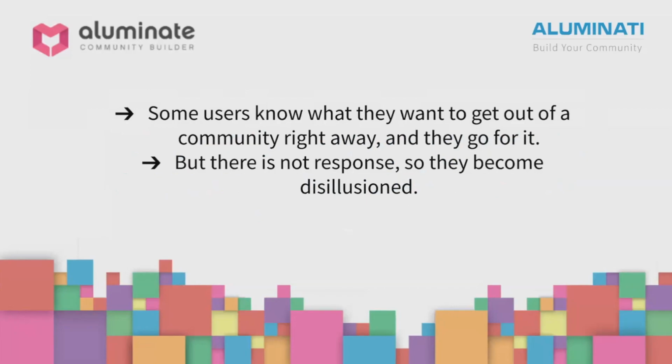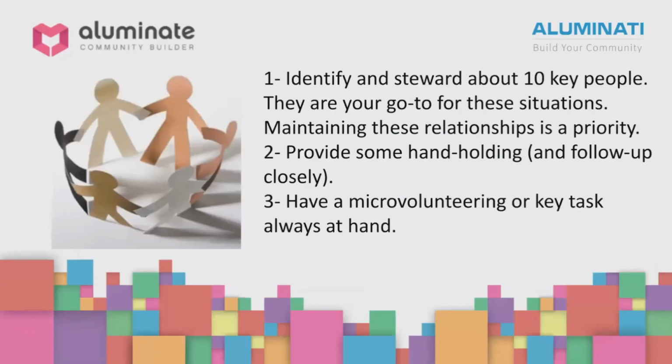So here is obviously a big risk, not only because they fall apart, they fall away from your community, but also that they almost get a bad taste in their mouth about your institution or your organization. So this we need to tackle head on. So 3 ideas here. The first one, identify and steward about 10 key people.